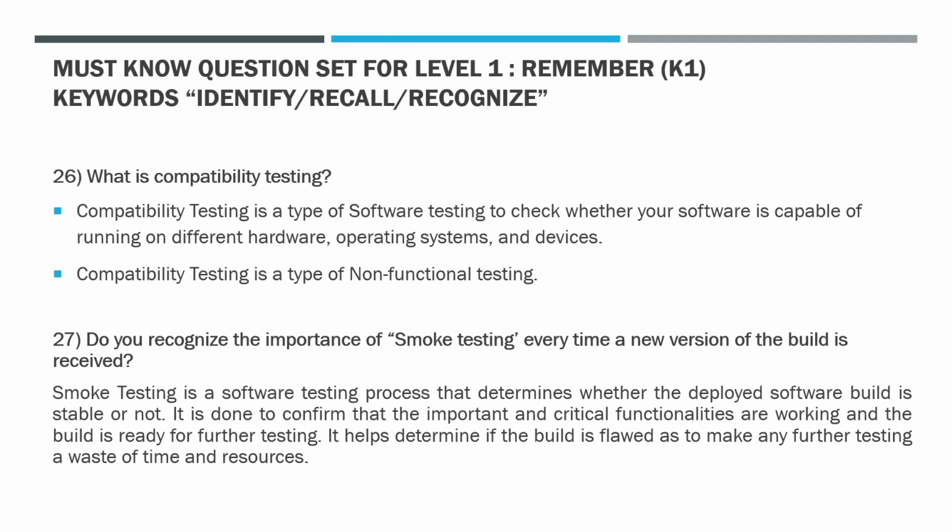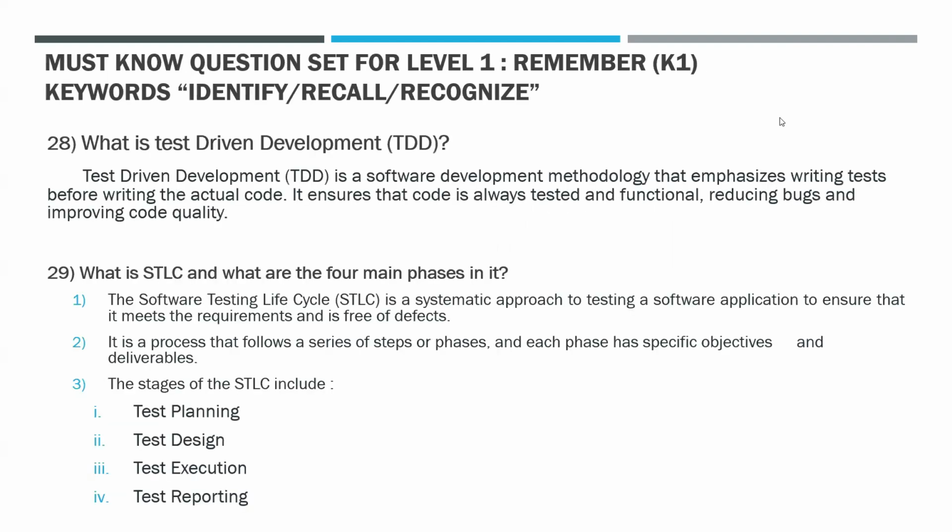It is done to confirm that the important and critical functionalities are working and the build is ready for further testing. It helps determine if the build is flawed as to make any further testing a waste of time and resources. What is test-driven development? Test-driven development is a software development methodology that emphasizes writing tests before writing the actual code. It ensures that code is always tested and functional, reducing bugs and improving code quality.